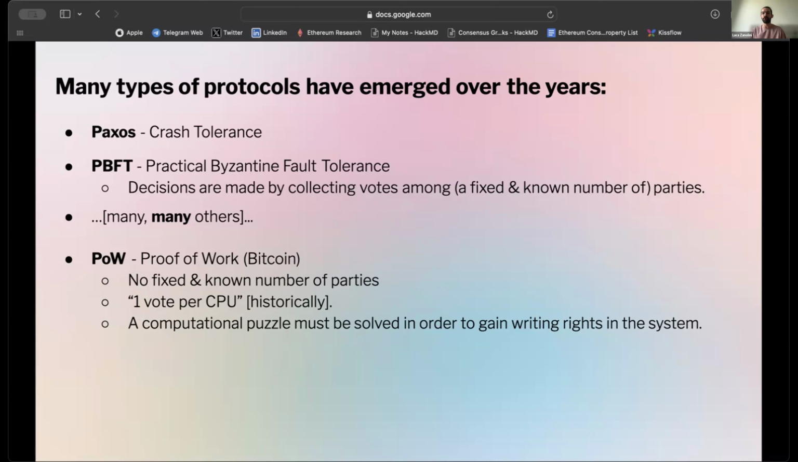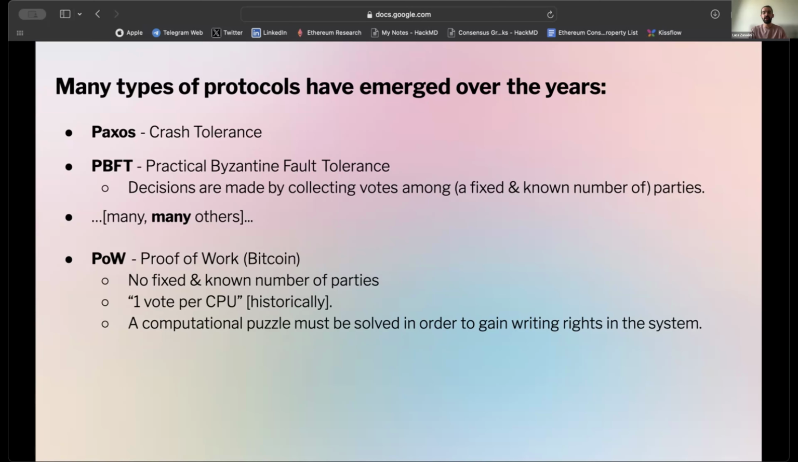So new consensus protocols were devised, like, for example, proof of work or this Nakamoto consensus, where, given a chain at a specific height, parties all the time try to solve a computationally hard puzzle in order to gain writing rights into the system, and are able to create a block, propose the block, broadcast the block, and receive incentives.